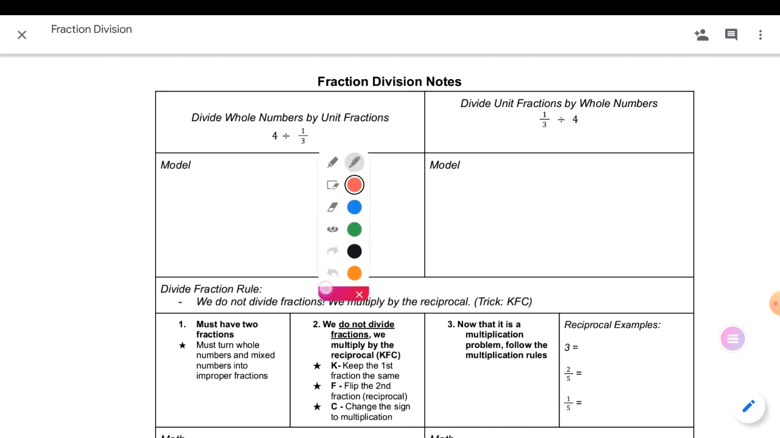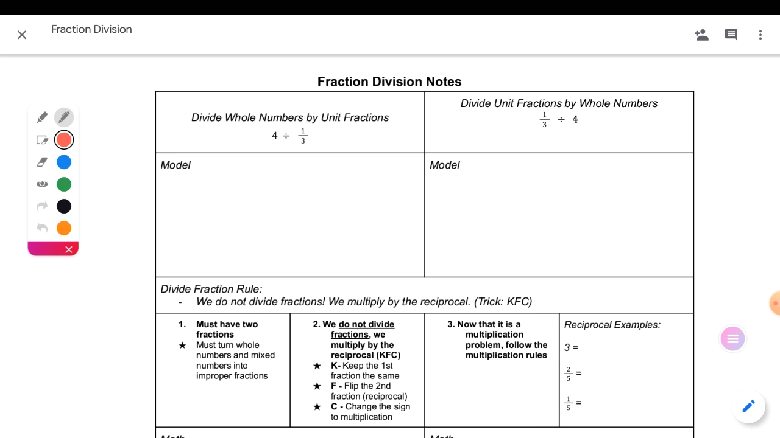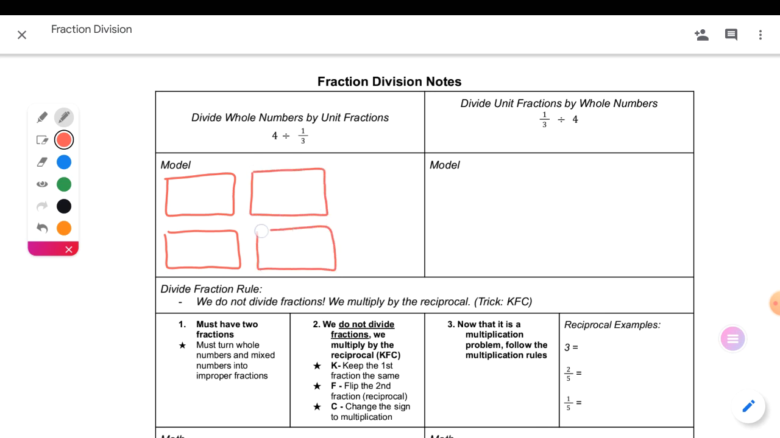How can I model 4 divided by 1/3? I have 4 sub sandwiches and I'm splitting them into thirds. You can make rectangles. How many rectangles? 3. No. What do I have that I'm starting with? 4. I have 4 of something. So let's draw 4 rectangles. Okay, and I'm going to call them sub sandwiches because sub sandwiches are easy to split. Okay, I have 4 whole sub sandwiches.